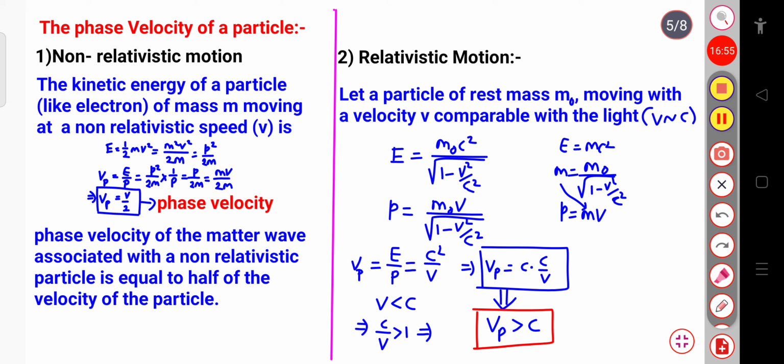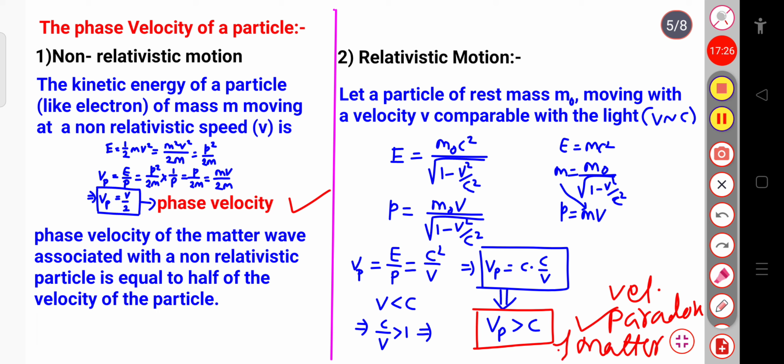In the non-relativistic motion case, you can see here this is v by 2. But in the relativistic case, this is greater than the velocity of light. That is, it is different. This disagreement is sometimes referred to as the velocity paradox of the matter waves.